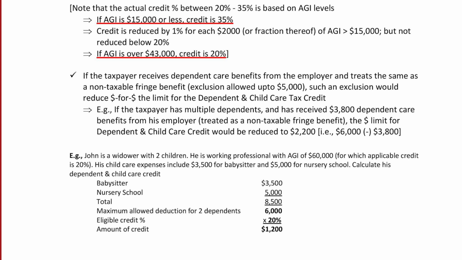So we've got $3,500 for the babysitter, $5,000 for the nursery school, a total of $8,500. Now, given that he's got 2 children, 2 dependents, the maximum allowed is $6,000. It's given that his eligible credit is 20%. So the amount of dependent and child care credit that John can claim is $1,200. So just put a box around $6,000 times 20%, that makes $1,200.